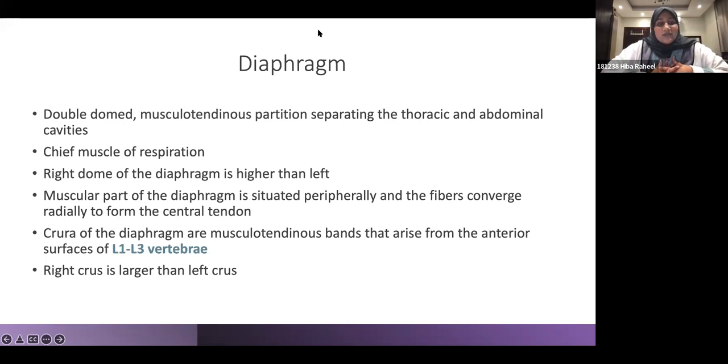So the crura of the diaphragm are musculotendinous bands. The crura are basically like leaves of the diaphragm. They come from the anterior surface of the L1 to L3 vertebrae, okay? And the right crus is larger than the left one.